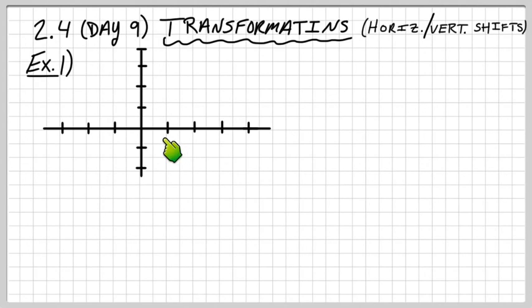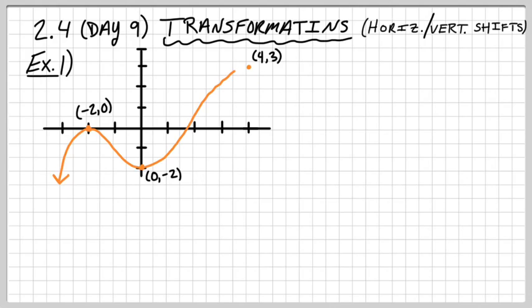I'm going to make some axes. I'm going to go up to 4 here, 4, then 3, then 2. I'm going to plot 3 points here: negative 2, 0; 0, negative 2; and 4, 3. So plot those 3 points on your axes, and then I'm going to draw the graph through them. So this is going to be our graph for f of x.